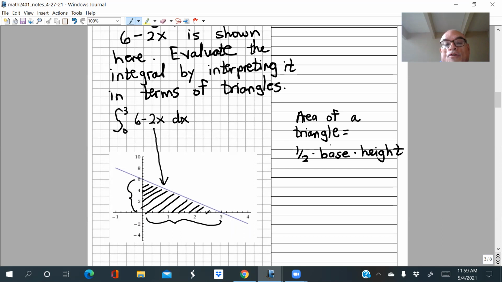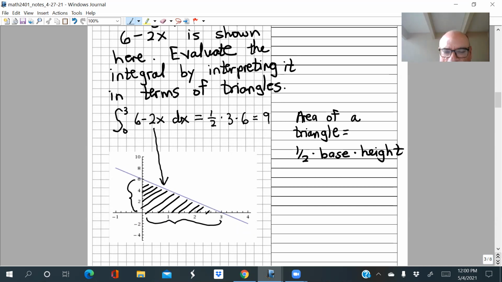So according to our formula from geometry, to calculate this definite integral, all you have to do is multiply 1/2 times the base times the height. So that would be 1/2 times 3. That's the base here. The length of this base is 3, because you're going from 0 to 3 on the x-axis. And the height there is 6, because you're going from 0 up to here, which is 6 on the y-axis. So you get 1/2 times 3 times 6, and that turns out to be 9.